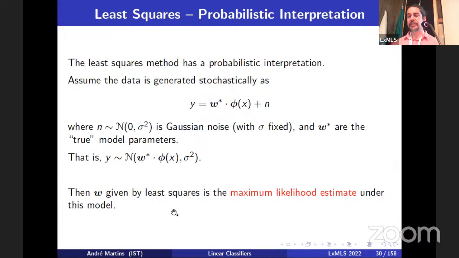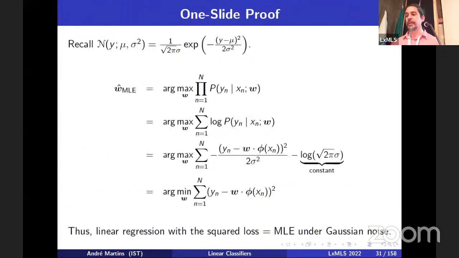Then it turns out that the model parameters that we estimate with the least squares method, using the method shown in the previous slide, correspond to the maximum likelihood estimate under this model. It's actually very easy to show in just one slide. I don't have lots of proofs in this lecture, but this is one of the few. This is the definition of a Gaussian or normal distribution that we saw yesterday, with mean mu and variance sigma squared. In maximum likelihood estimation, we are looking for the model parameters W that maximize the probability of the data given the model.